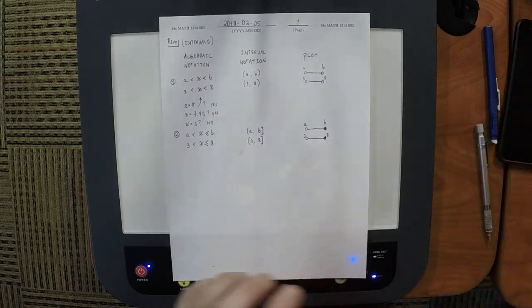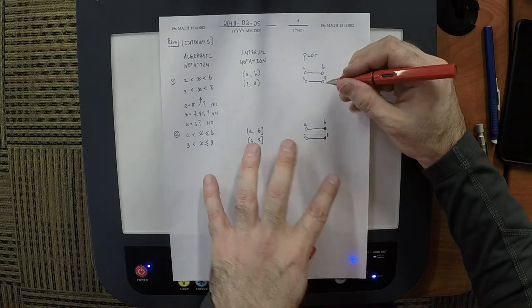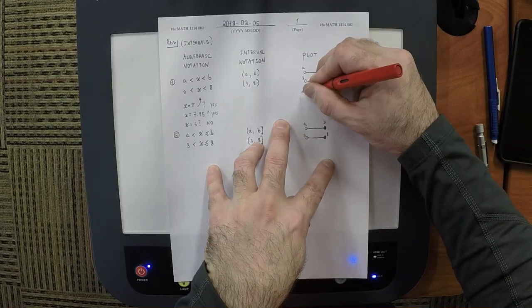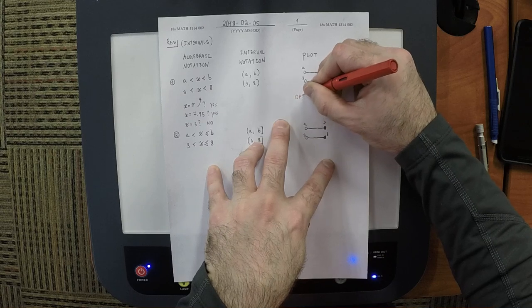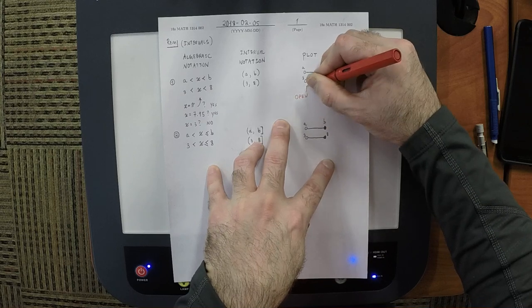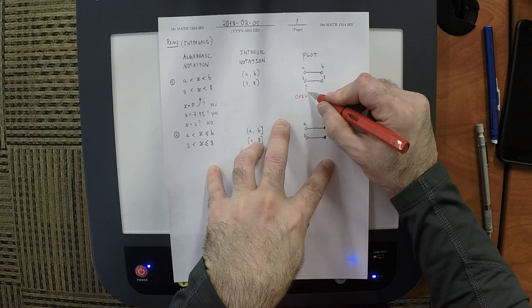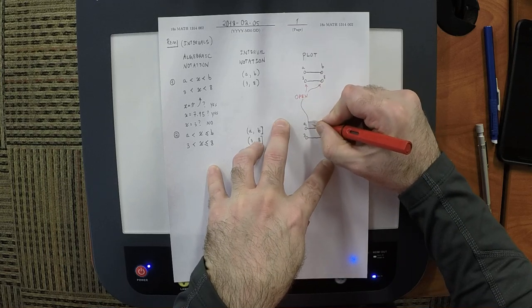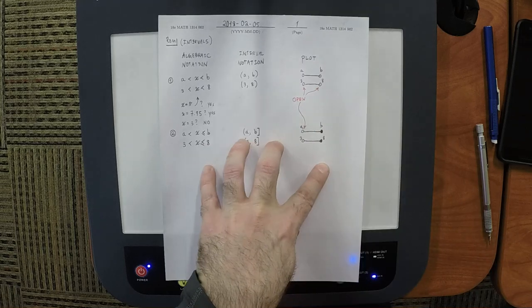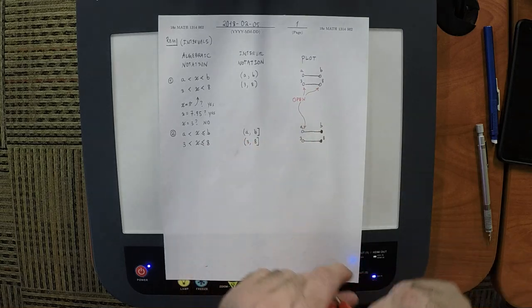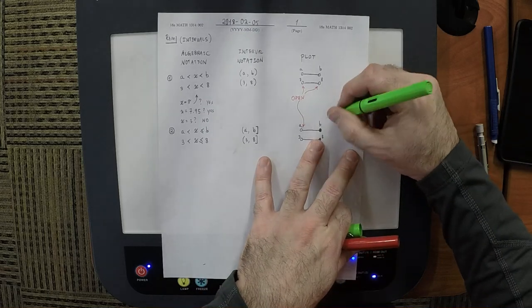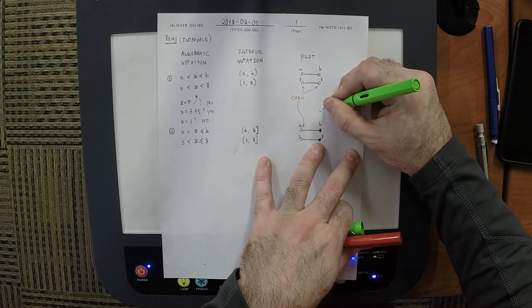Okay, then as a matter of language, you refer to these as open. So when the circle is not filled in and the point is not included, that's called open. And then when the point is included and it is filled in, that's called closed.